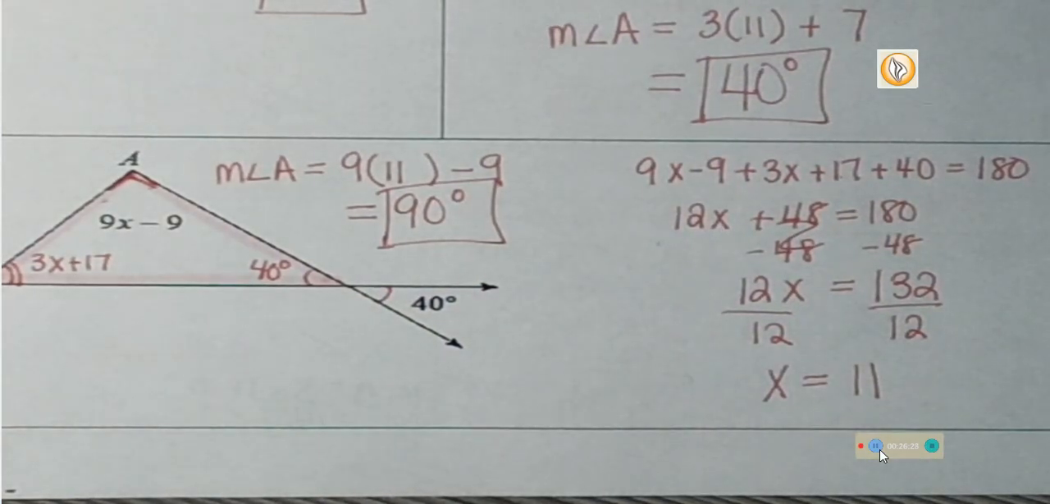So the ultimate takeaway today is, if you add the three angles of a triangle, what does it equal? 180 degrees.